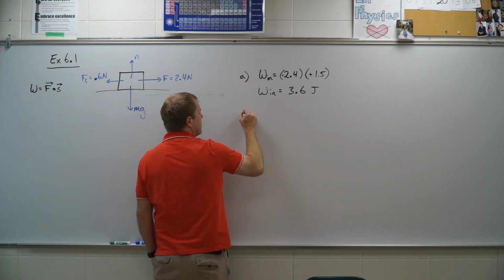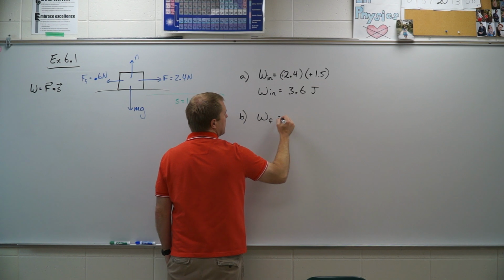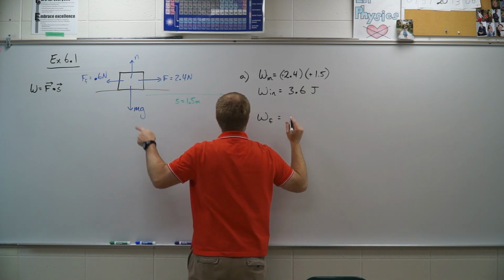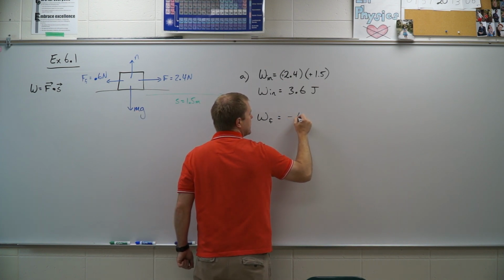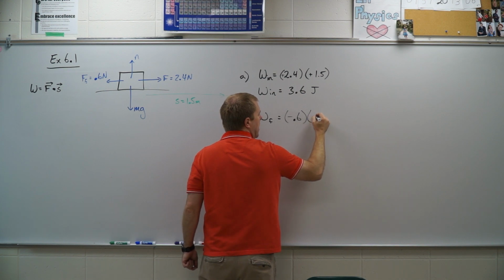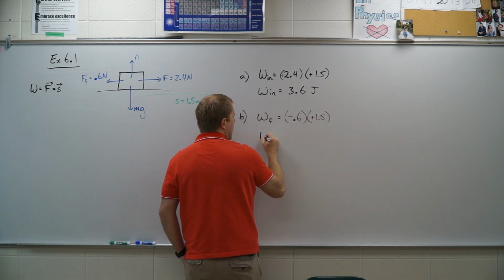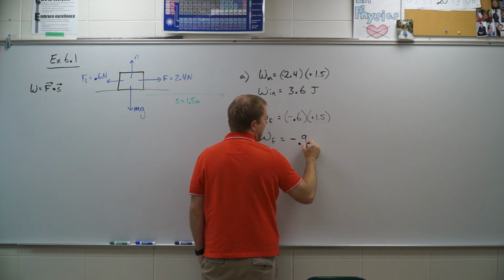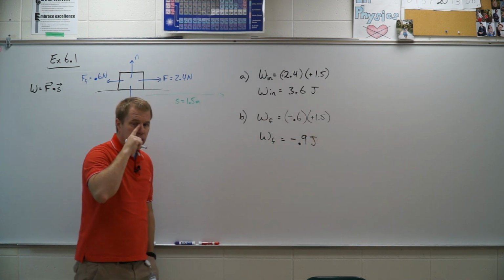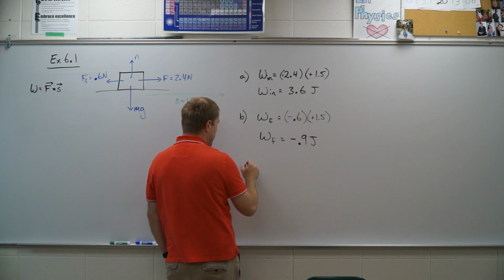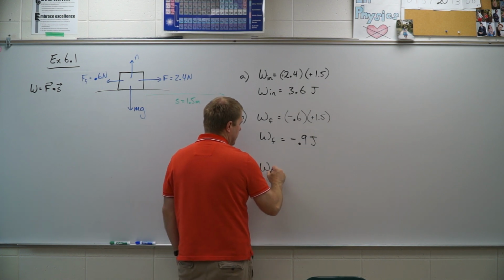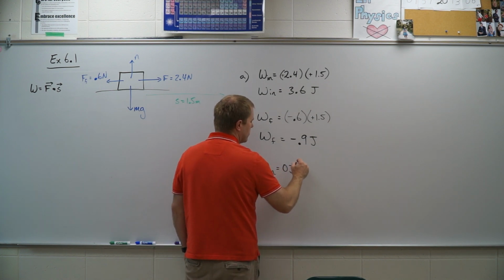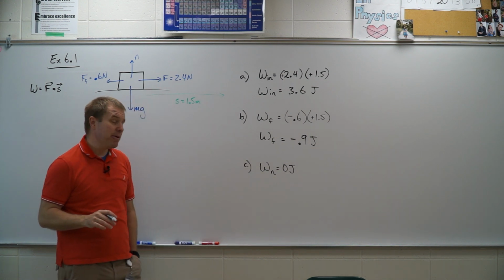Now the work done by friction. I notice that it's pointing to the left, so it's going to be a negative 0.6 newtons times my positive 1.5. And so the work done by friction is a negative 0.9 joules. Now when I get to normal force, part C, the work done by the normal force is going to be 0 joules.